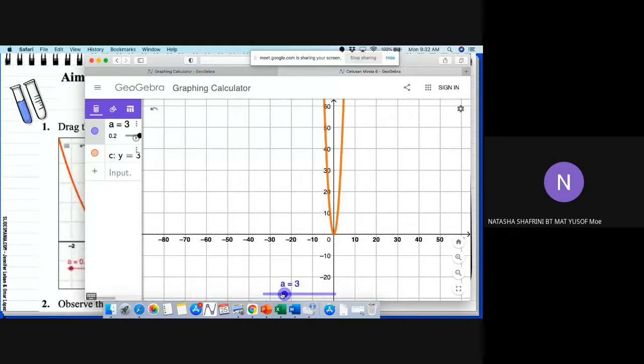So, kalau you ada A yang lebih kecil, you punya graf buka lebih besar. Kalau you punya A lagi besar, you punya graf akan semakin sempit. Tapi you nampak dia punya static, still dekat origin. Bila kita tak tukar B, kita tak tukar C, dia tidak akan bergerak. Dia punya minimum point still same. Axis of symmetry pun sama. Yang berubah hanya bukaan graf sahaja. Okay, boleh?